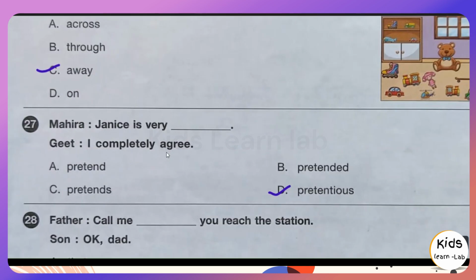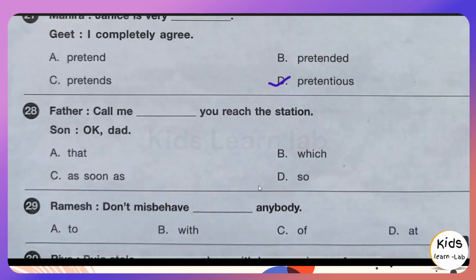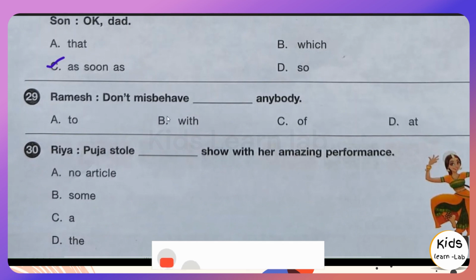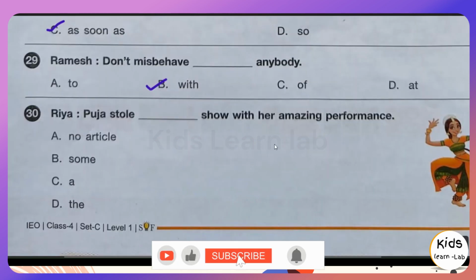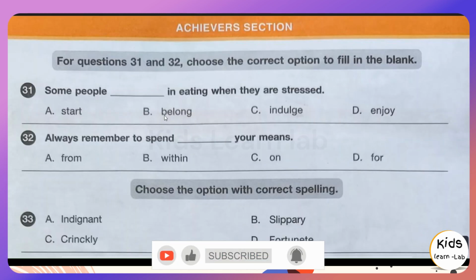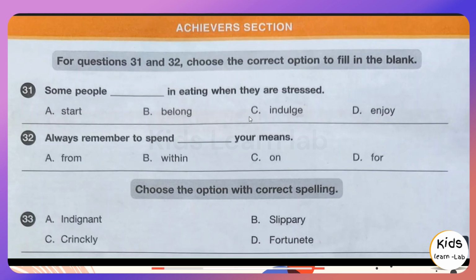27th question answer is option D. 28th question answer is option C. 29th question answer is option B. 30th question answer is option A. Achievers section. 31st question answer is option C.